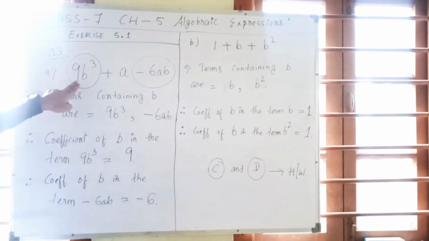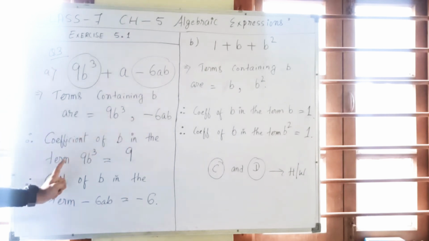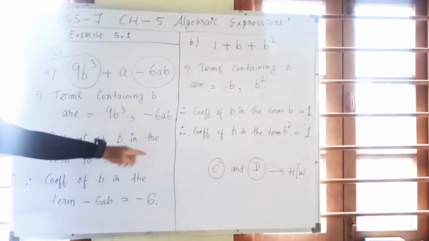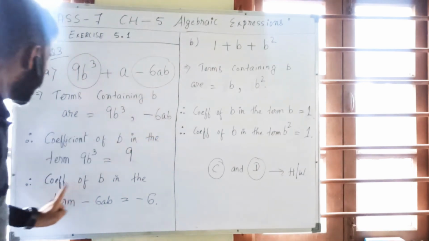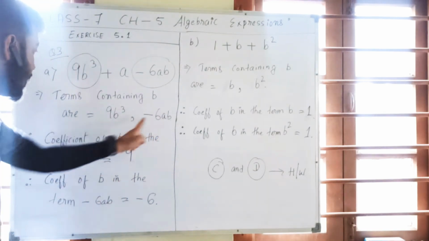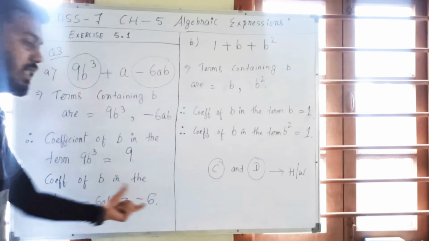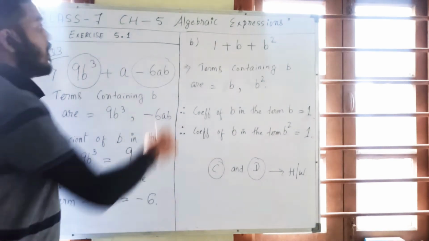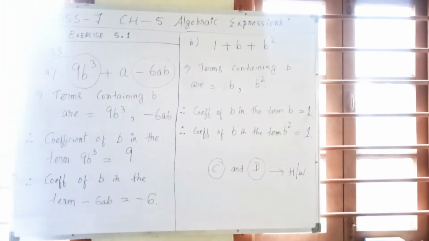Now the second part of the question says coefficient of b in the terms. You have to find the coefficient, that means the number which goes with b. So coefficient of b in the term 9b cube: what is the number with the b cube? It is 9. Clear? Now let us find the coefficient of the second term. Coefficient of b in the term minus 6ab will be minus 6. Correct?